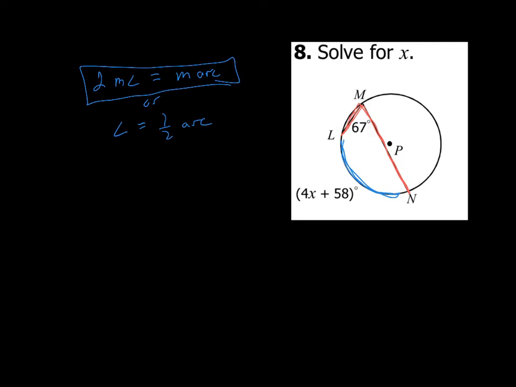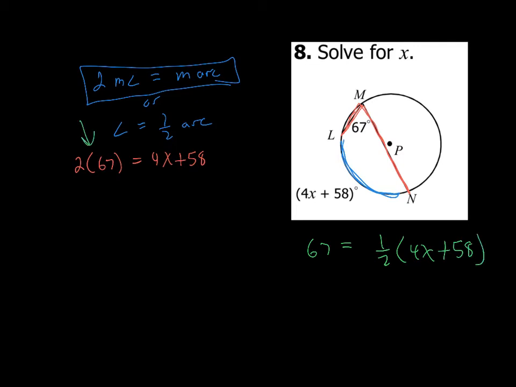But let's approach it both ways for just one problem. So first we'll take 2 times 67. That should be equal to 4x plus 58. The other version would be to say that 67 degrees is equal to 1/2 times 4x plus 58. So either I double the small one or I take half of the large one. Either way. Over on the halvesy version, I'm going to get 67 equals half of 4x is 2x, and half of 58 is going to be 29.